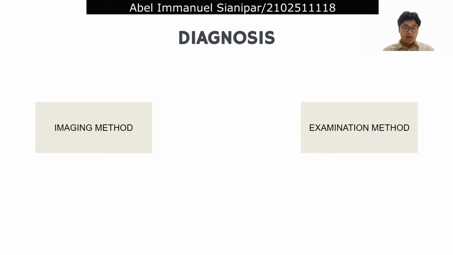However, in some cases, several examination tests are more accurate than the imaging method. Accuracy of the test can be increased by combining both the examination test and the imaging method. So there are 2 kinds of tests that we could use to diagnose a meniscal lesion. The first one is the imaging method.